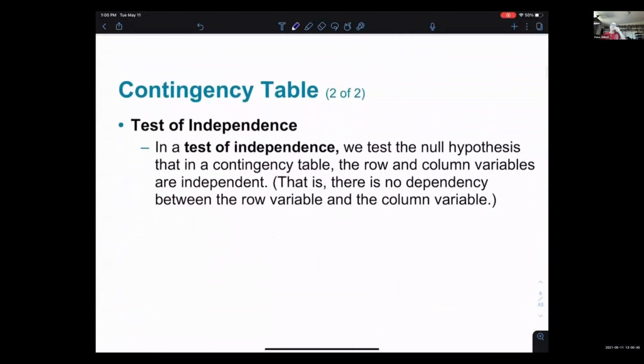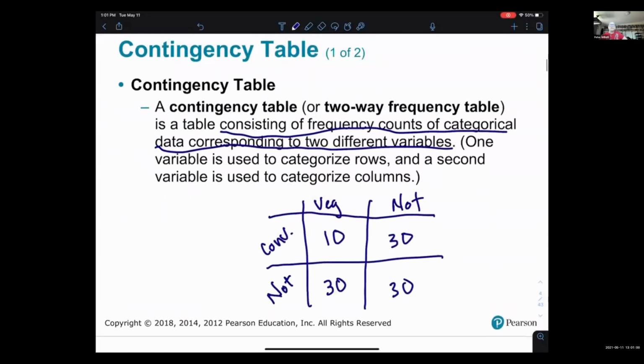So this test of independence that I was just discussing, in a test of independence, we test the null hypothesis that in a contingency table, the row and column variables are independent. There's no dependency between the row variable and the column variable. So if we're looking at my little table here, the idea would be if whether you're a vegetarian or not has no dependency on whether you drive a convertible or not, or vice versa, then you would think that whatever the split in the population is between vegetarians and non-vegetarians would pass along equally to convertible drivers and non-convertible drivers.